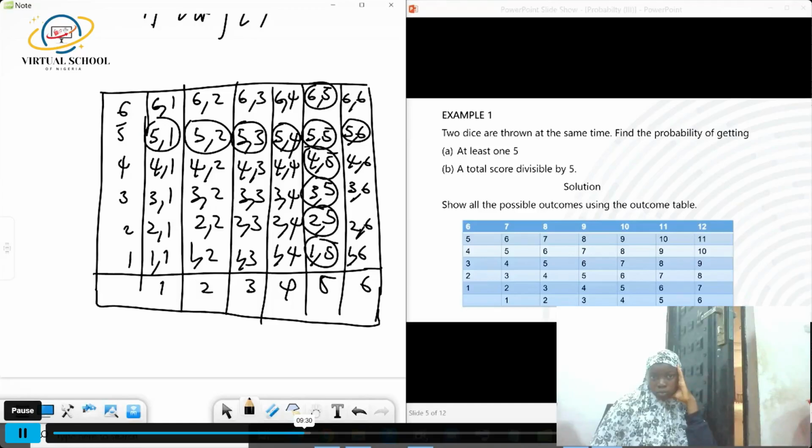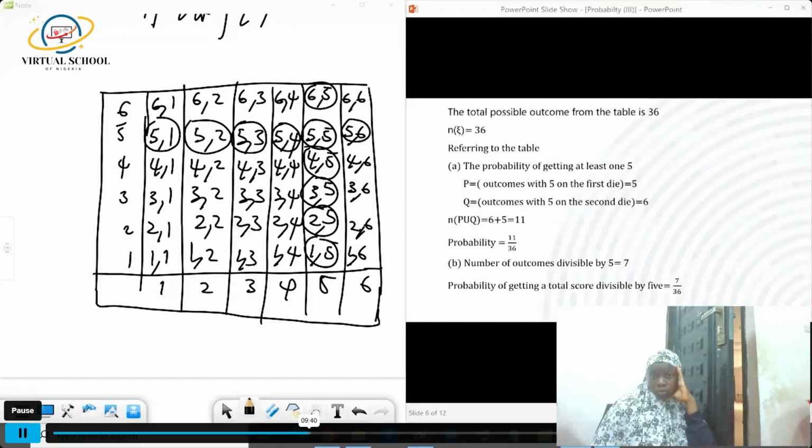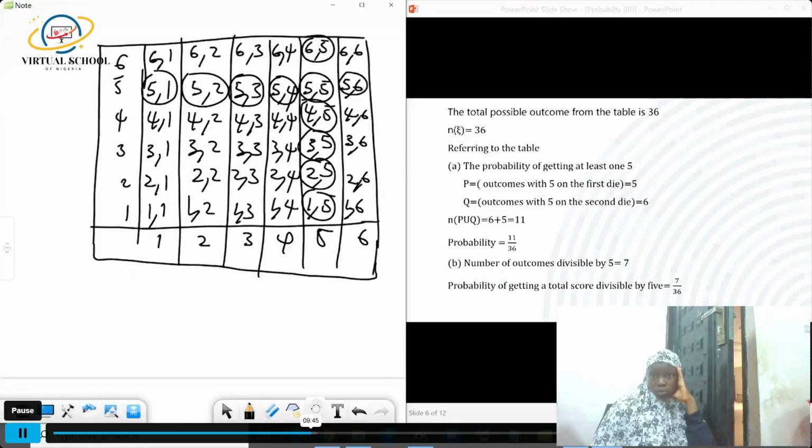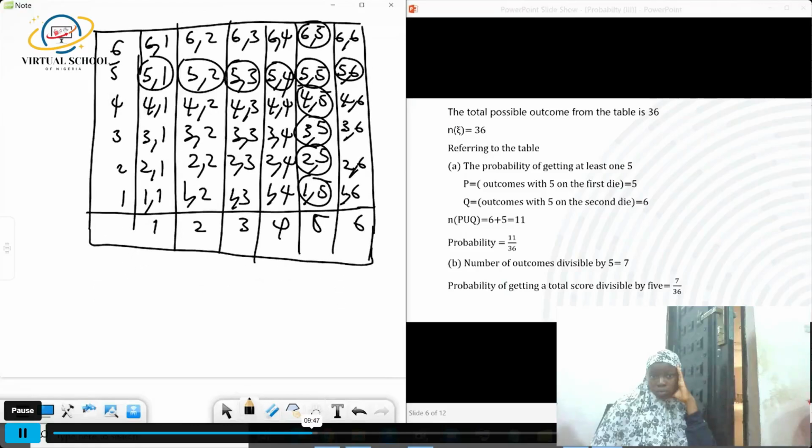Now we count. How many possible outcomes? That is 1, 2, 3, 4, 5, 6, 7, 8, 9, 10, 11. Now, before we do this, what is the total possible outcome? That should be our sample space. When you throw 2 dice, one is 6, the other one is 6. So the total possible outcome should be 6 times 6, which is what? 36. Now, how do you get that? Counting all these possible outcomes we have here should give us 36.